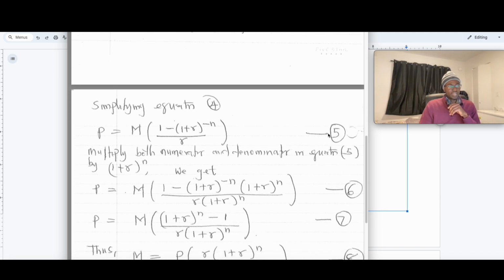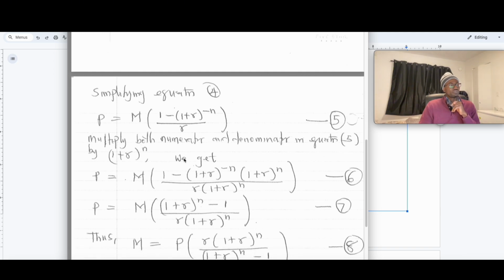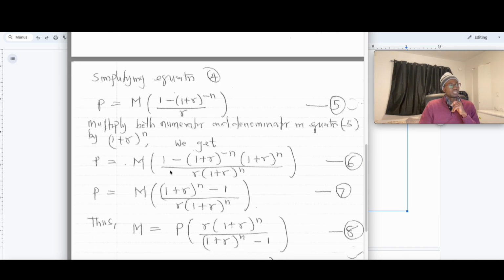So from equation 5, we can further simplify this because we don't want this term here. We don't want 1 plus r raised to power minus n. And that means this fraction, we can further multiply the numerator and the denominator by 1 plus r raised to power n. If you do that, we are going to get equation 6. That is 1 minus 1 plus r raised to power n, just like we have in equation 5, times 1 plus r raised to power n divided by this term.